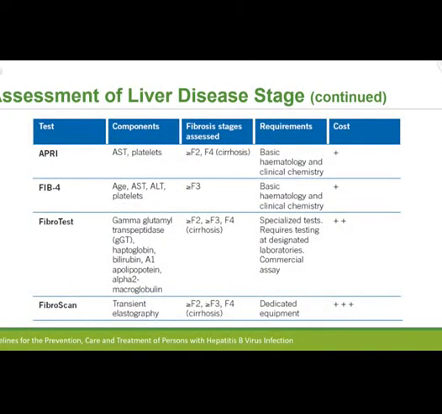So while assessing the stage of a disease, we can use APRI and FIB4. FibroTest is inexpensive but not easily available, and FibroScan is also very expensive and not easily available. So in those places where these facilities are available, these investigations or calculations can be incorporated to assess the stage of the disease in a patient who is suffering with chronic hepatitis B.